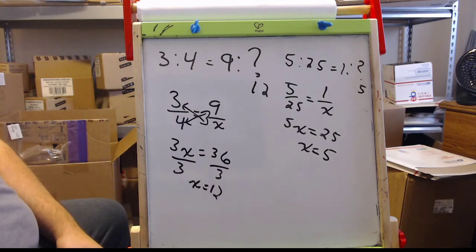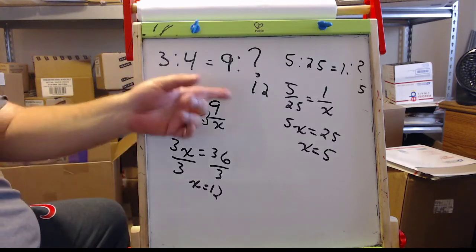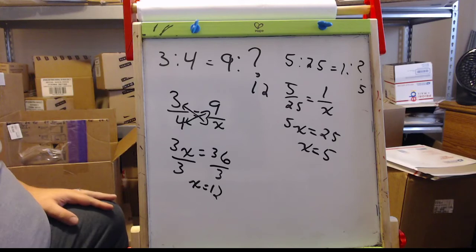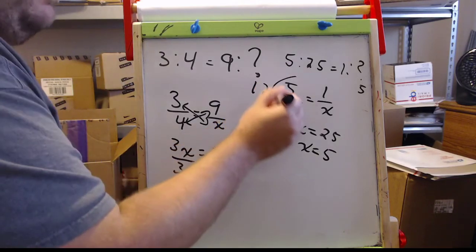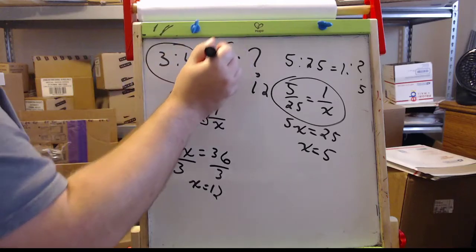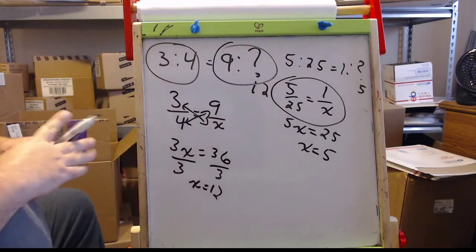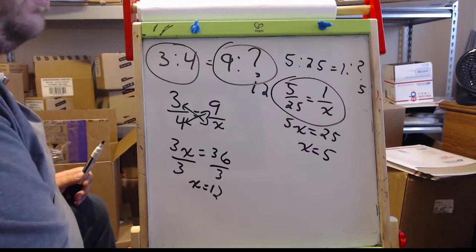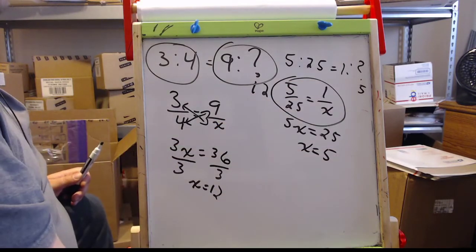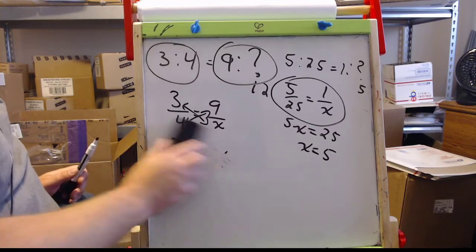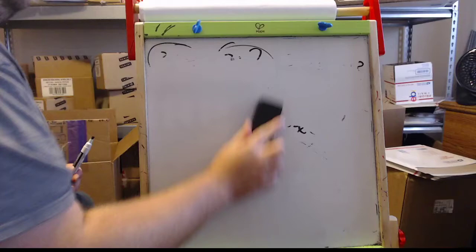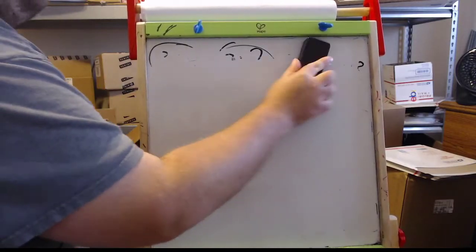Set up this way, it is known as a proportion. An individual ratio is one thing; two ratios set equal to each other form a proportion. So we say 5/25 is proportional to 1 over 5, or 5 to 25 is proportional to 1 to 5. So that's known as proportions.